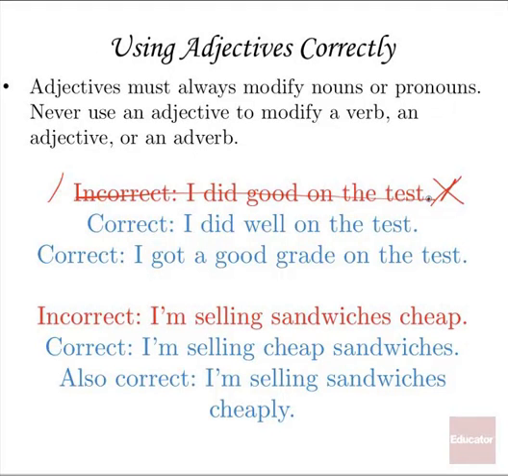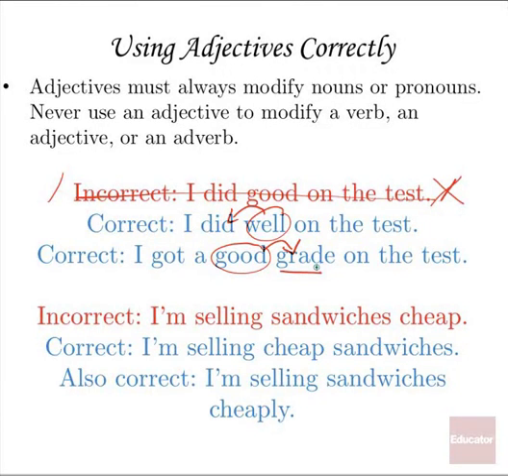It is correct to say, I did well on the test, because well is an adverb modifying did. How did I do? I did well. Adverb. Well is an adverb. Good is an adjective. It is also correct to say that I got a good grade on the test, because in this case, good is an adjective modifying the noun grade. Either one of those is correct. Never ever say, I did good on something.